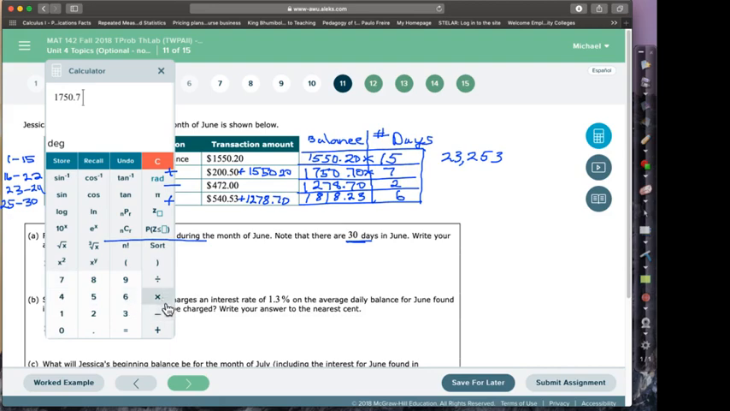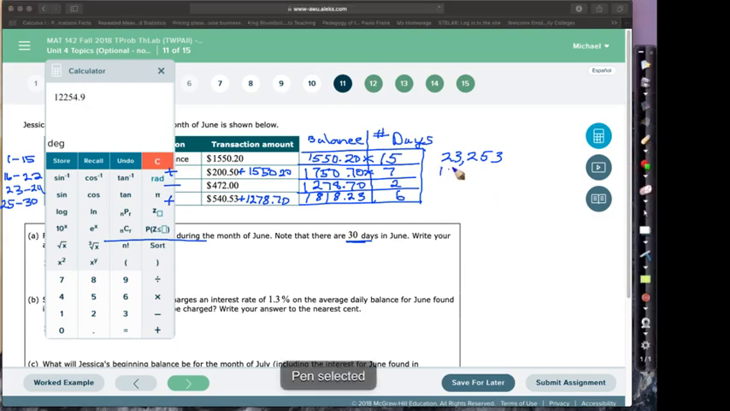1,750.7 times the 7 days, and that gives us a total of $12,254. This time we do get some cents, 90 cents, so maybe we'll fill this in. And then we take this number times 2, so we clear this out.